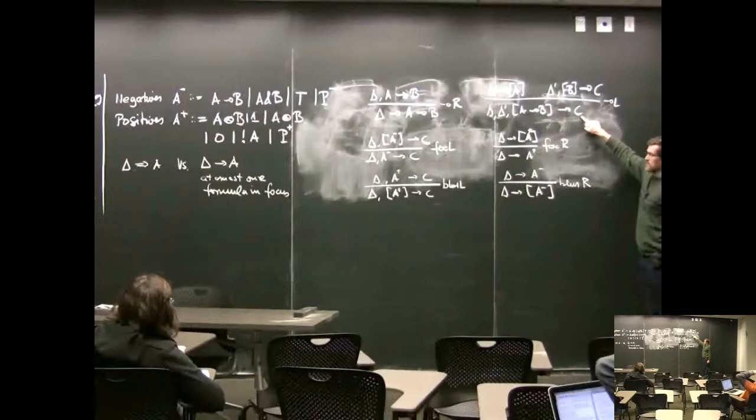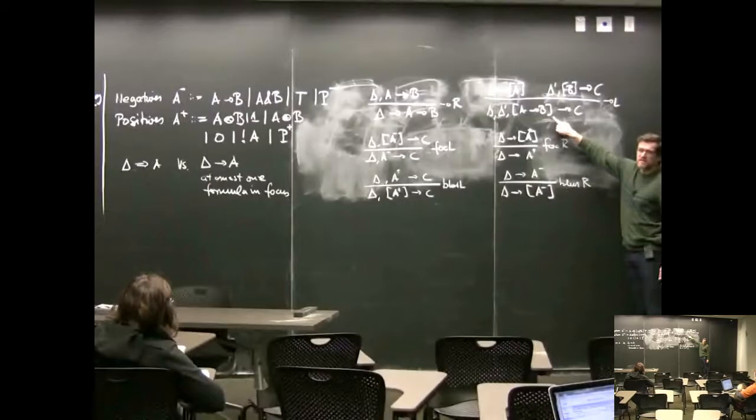If there are two focuses or more, then there's no formula in focus. Right. We just said there's a restriction: at most one formula in focus. So this cannot be something in focus because that would be inconsistent. You wouldn't consider such a sequence. So this is just going to be an ordinary formula, right?